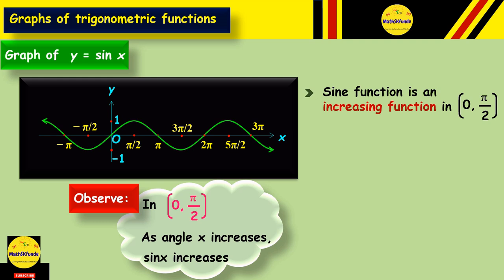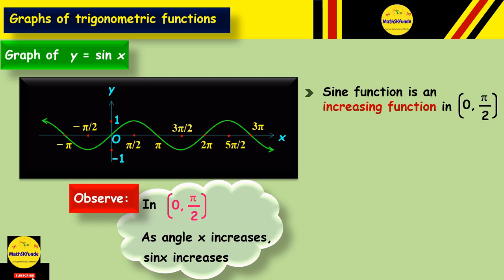I have taken just a small interval 0 to pi by 2. If you wish, you can see that in 2 pi to 5 pi by 2 also we are observing similar behavior. That means when x values increase from 2 pi to 5 pi by 2, then y values, means sine values, go up. They go up to 1. So the graph is increasing. We observe that the sine function is increasing in 2 pi to 5 pi by 2 also.